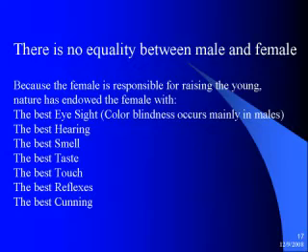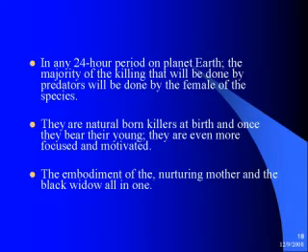How does this appear? What does this look like? When they go shopping, you can't get them out of the store. They see stuff that you couldn't possibly see. They have the best hearing. They got the best smell. They got the best taste, the best touch, the best reflexes, and the best cunning. Most of the killing that's done on planet Earth in the next 24 hours will be done by the female of the species. They are the top of the food chain. You need a killing done, you know who to call.